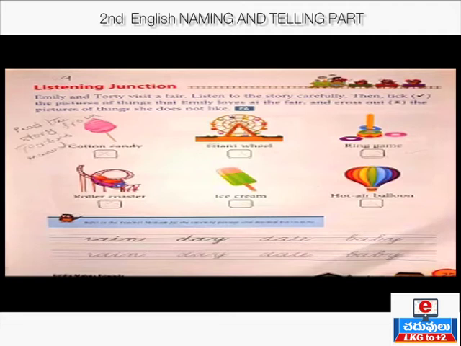Children, here Emily likes cotton candy. She likes the giant wheel. She likes the ring game and ice cream. She does not like the roller coaster and hot air balloon. So you tick cotton candy, giant wheel, ring game and ice cream, and the remaining you cross out. Okay? Children, practice this sentence in cursive writing.